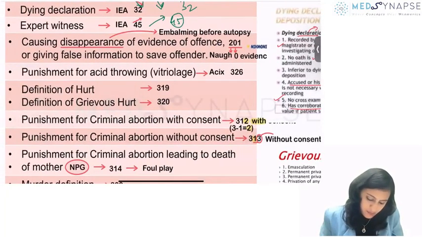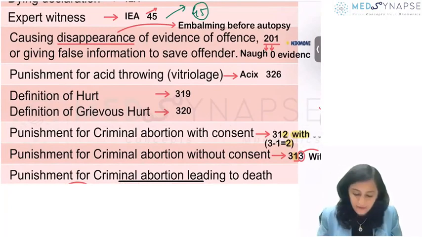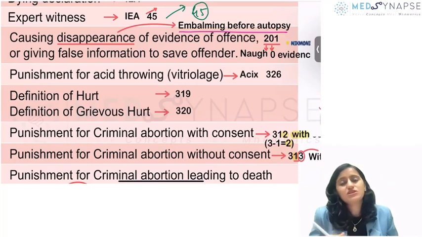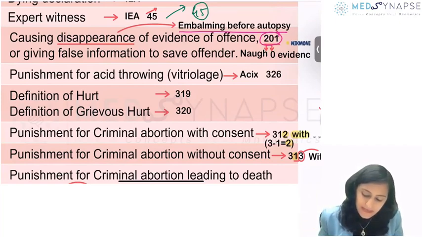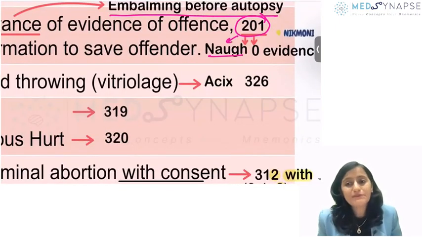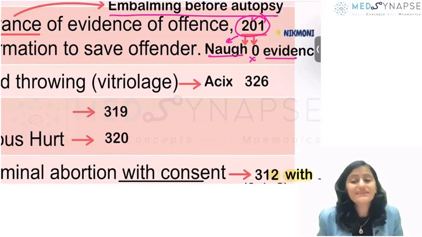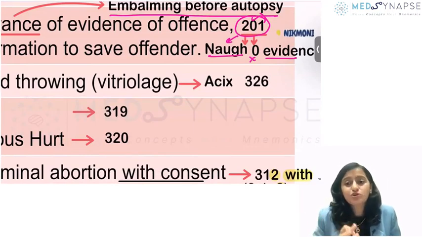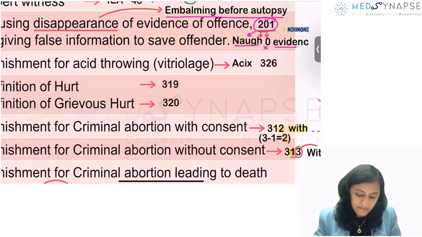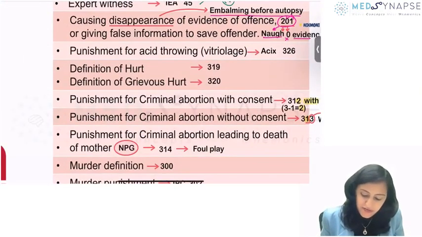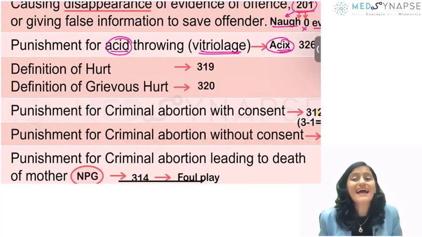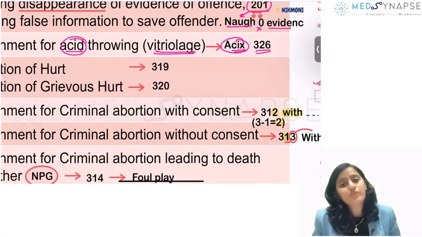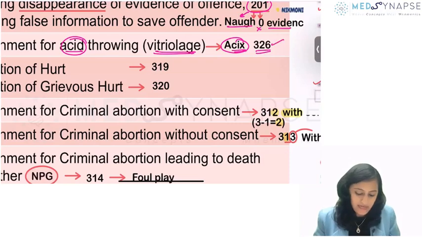And going to the next point. Causing disappearance of evidence of offense, a frequently asked question: if the doctor does embalming before the autopsy, that loses the evidence of any poison or anything. So this is 201. In the mnemonics for IPC, 2 is a naughty person, 0 matlab nullifying the evidence, disappearing the evidence. So 201 is causing disappearance of evidence, embalming. Then for vitriolage, what is the IPC? Vitriolage is acid throwing. Remember, acid is as6. So that is 326. As6, it is 326.